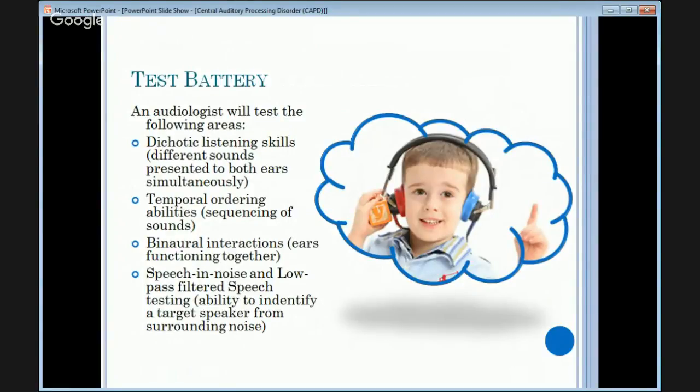They test temporal ordering abilities, the sequencing of sounds, their binaural interactions, whether or not their ears can function together, or a speech-in-noise and low-pass filtered speech test to identify whether or not the child has the ability to identify a target speaker from surrounding noise.